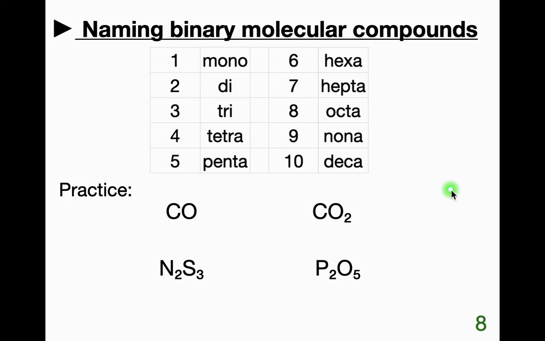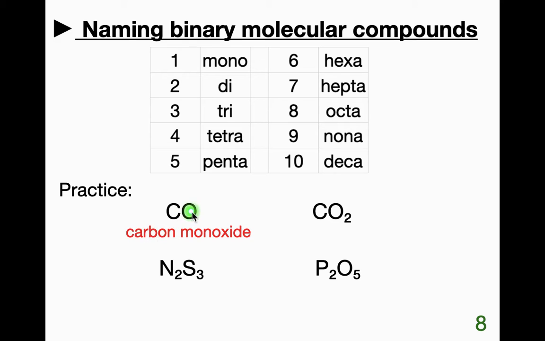You might want to pause the video and try to name these yourself, but I will do it in 3, 2, 1, now. All right, so the first one carbon and 1 oxygen. And this is carbon monoxide. Now, the only exception to using the prefixes is the first element. If the first element is just 1, we don't say mono.